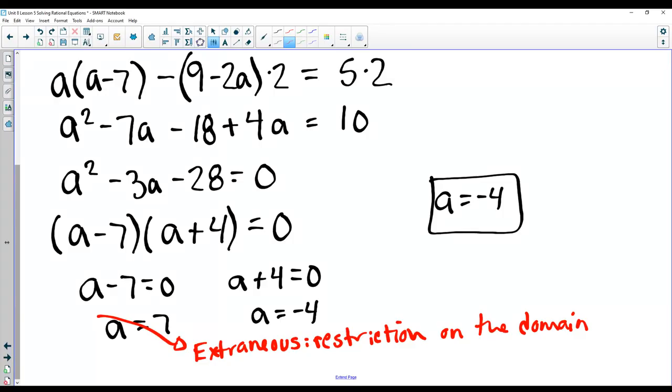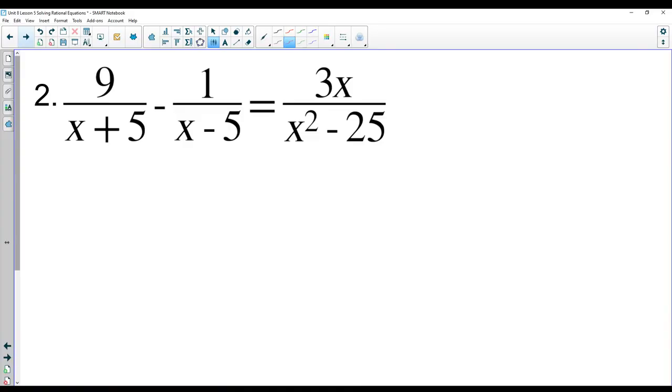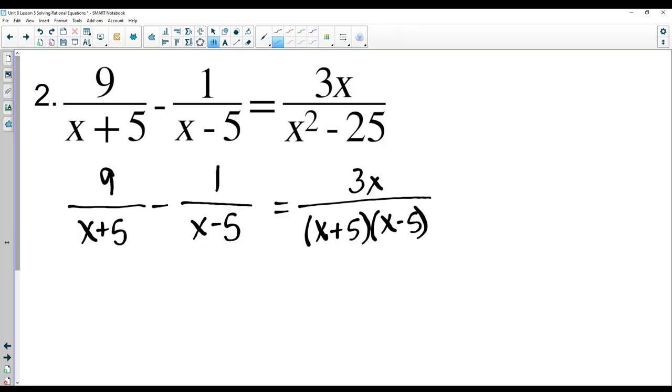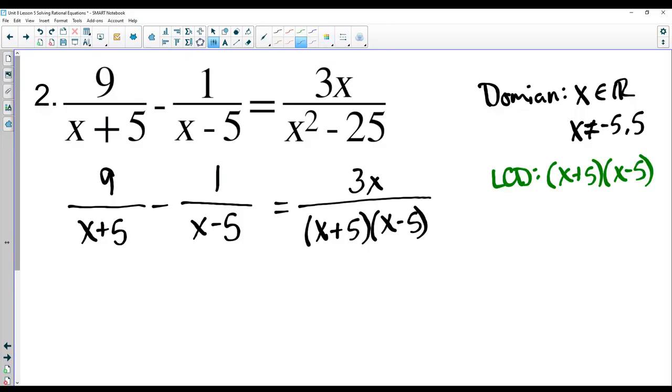Okay, next equation. Again, we look to factor, so it looks like we do need to factor this last rational expression back here. So we're going to take a second and do that. So we have a difference of squares situation here that I've factored. So now we want to take a second and state our domain and our LCD. So our domain is all real numbers except for x cannot equal negative 5 and 5. Our LCD is x plus 5, x minus 5.